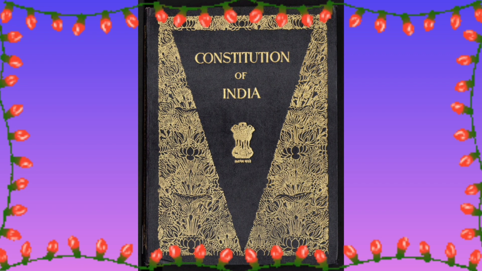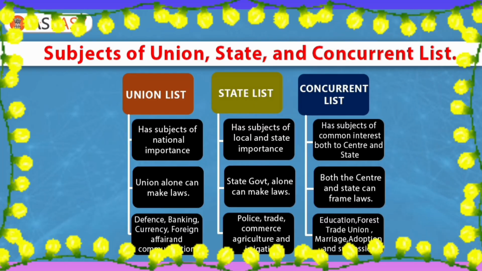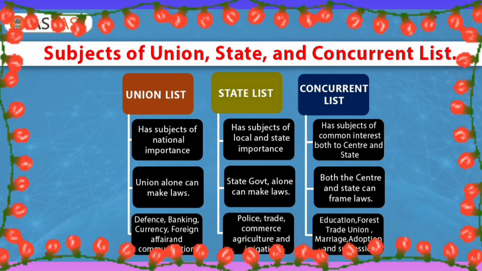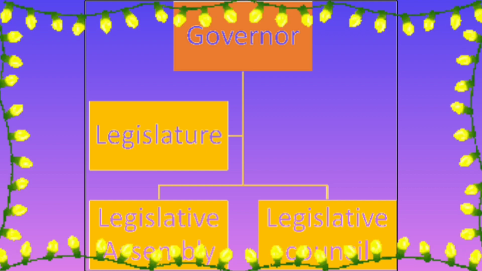The Constitution provides for a division of law-making powers through a division of subjects. These subjects are divided into three lists. These lists of the government are known as the Union List, the State List, and the Concurrent List. In this chapter, we will study about the composition, the powers, and the other important details of the state legislature.